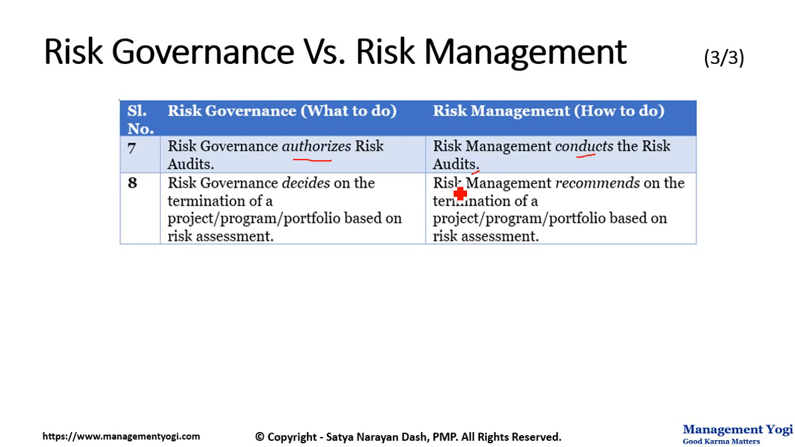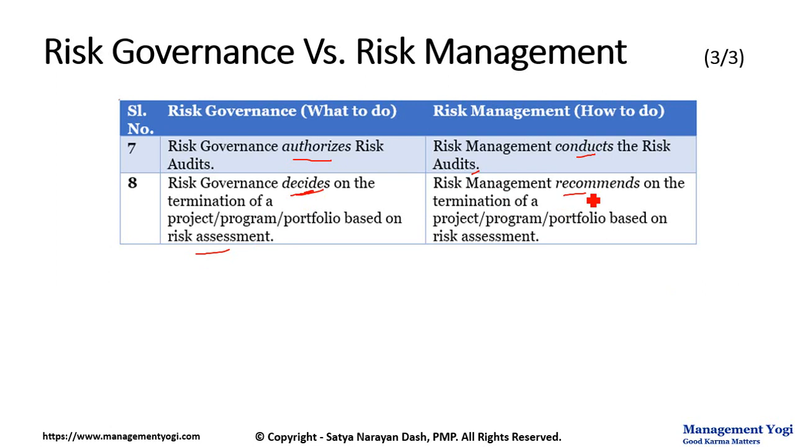Risk governance decides on the termination of a project, program, or portfolio based on risk assessment. So the decision will be taken at this level. Risk management, on the other hand, recommends on the termination of a project, program, or portfolio based on risk assessment.